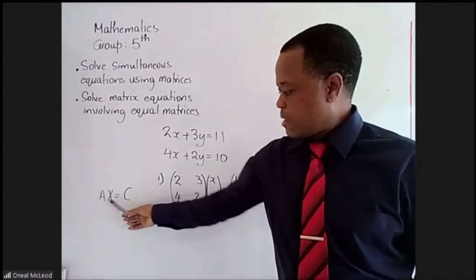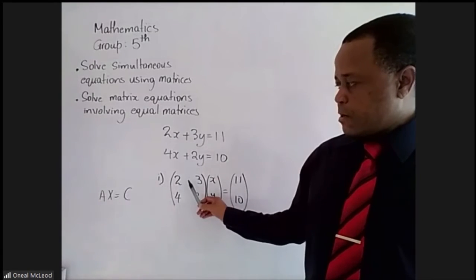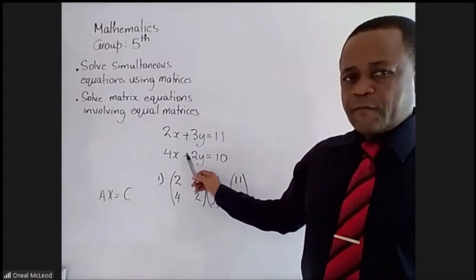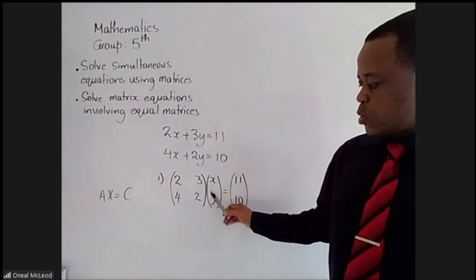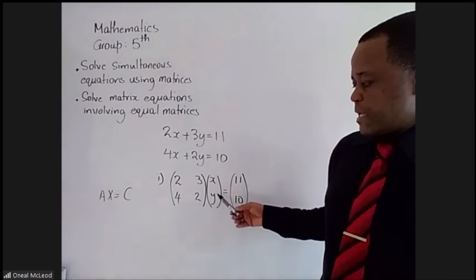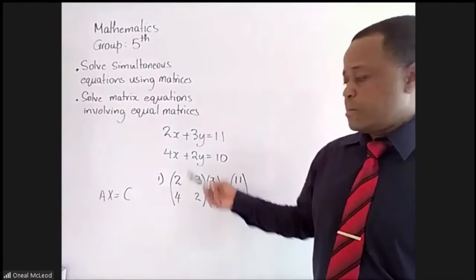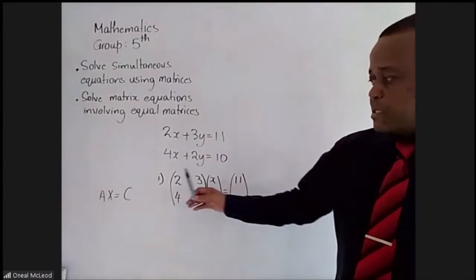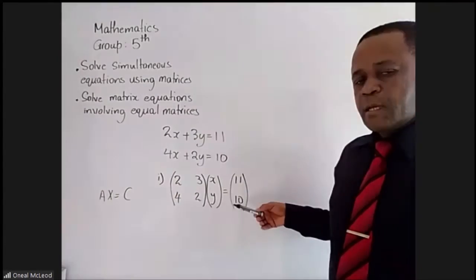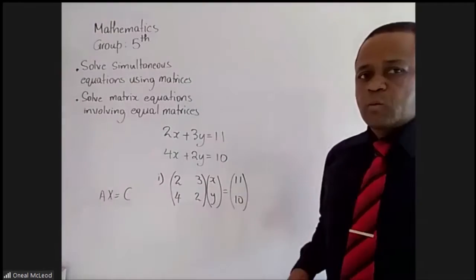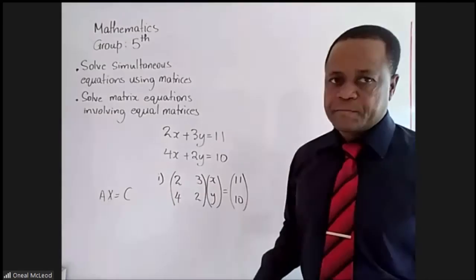So notice here, A is the 2 by 2 matrix, and the elements inside there are the numerical coefficients of the variables. X is a 2 by 1 matrix, due to the fact that we're only solving for two variables, X and Y. And then C is your matrix here, which contains the constant terms. So this now would have been written in the matrix form.